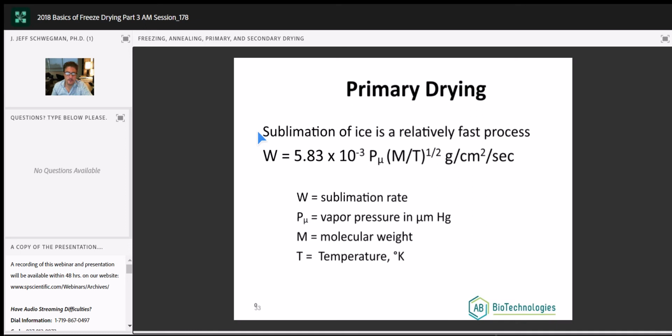We can do a quick calculation of the sublimation rate of ice. It's a pretty simple process. So basically, we can measure the sublimation rate based on the vapor pressure in millimeters of mercury, which will change as a function of temperature, the molecular weight, 18 for water, and then the temperature in Kelvin.